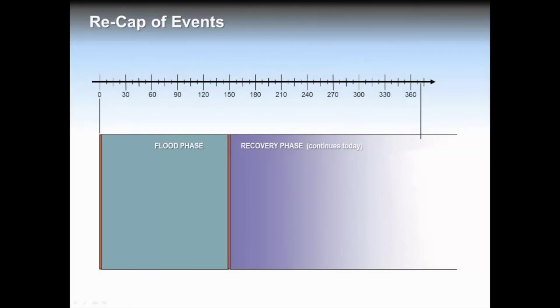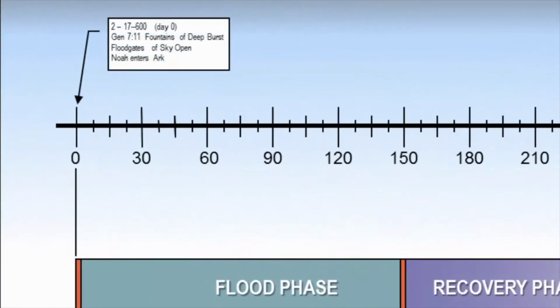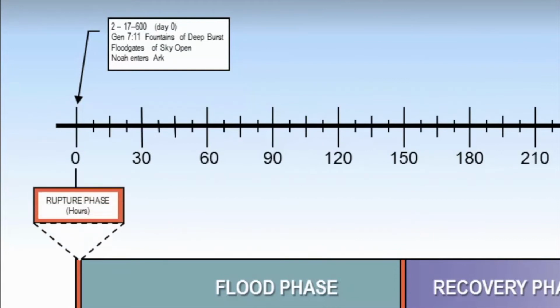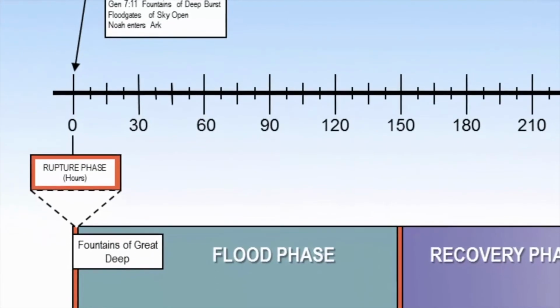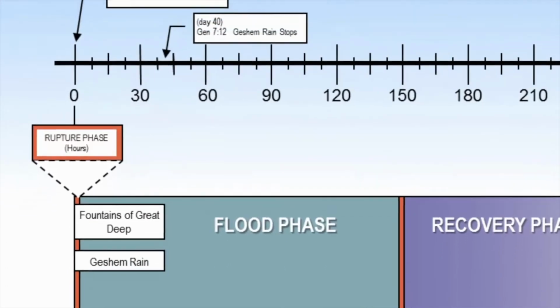Let's now review the main events in the Genesis record in light of the topics we've covered in the hydroplate theory. The flood begins on the 17th of the second month of Noah's 600th year, with the catastrophic rupture of Earth's granitic shell. Deep interconnected chambers of water burst out as great fountains from the deep. Heavy rain falls from the fountains for 40 straight days, then suddenly stops even though the waters continue rising.